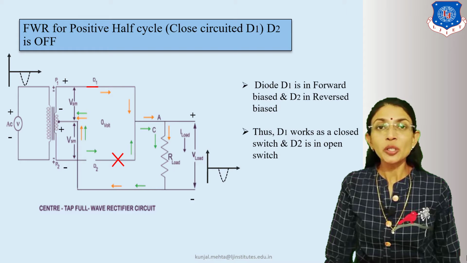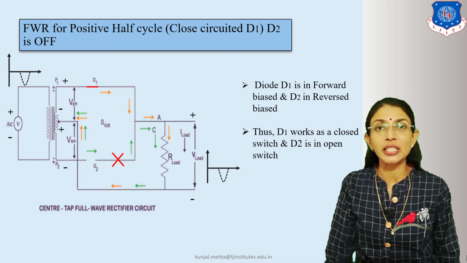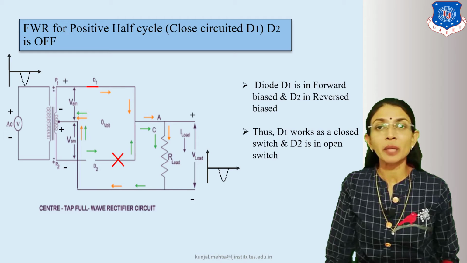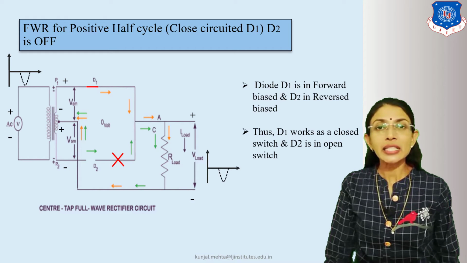The operation or working of any rectifier is divided into two cases. Case 1 is during the positive half cycle, and case 2, which I will explain, is during the negative half cycle of the input. So look at this. This is the circuit diagram of the full wave rectifier with center tapping used in the positive half cycle. So let's discuss case 1.